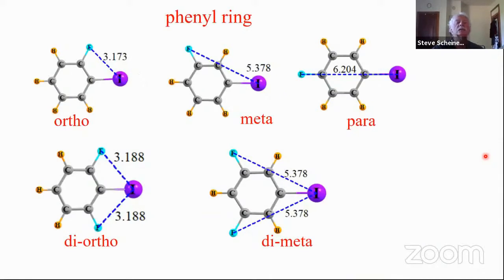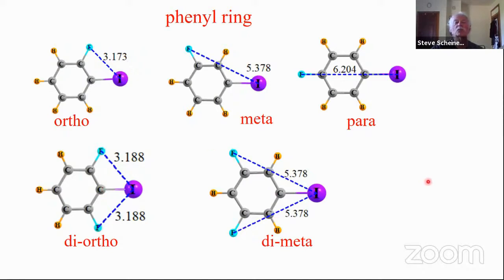Another set of systems is when the I is part of a phenyl ring. The withdrawing agent can be ortho, meta, or para. So of course, it's further and further away in terms of 1 bond, 2 bonds, or 3. And it's also further away in terms of the distance, 3, 5, 6 angstroms. And what about when we put 2 such agents on, 2 ortho or 2 meta?